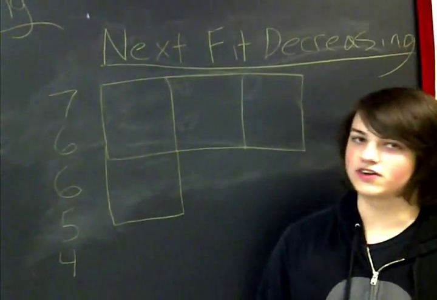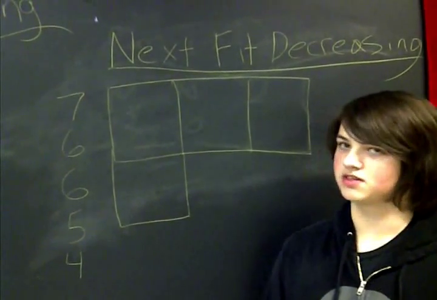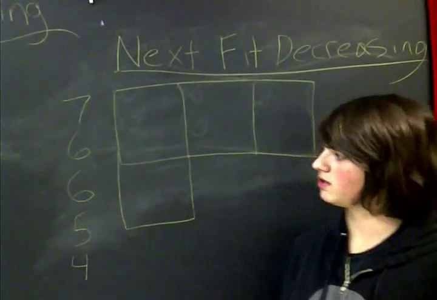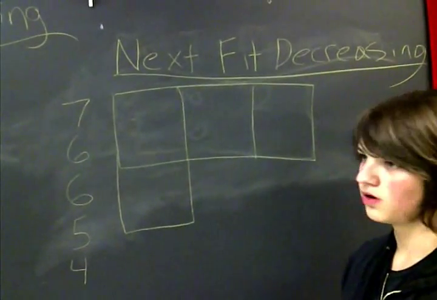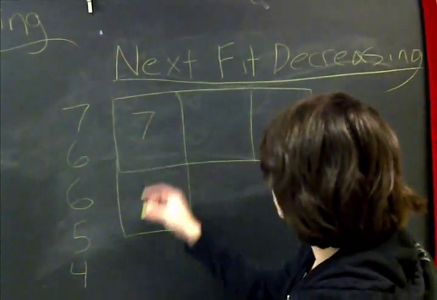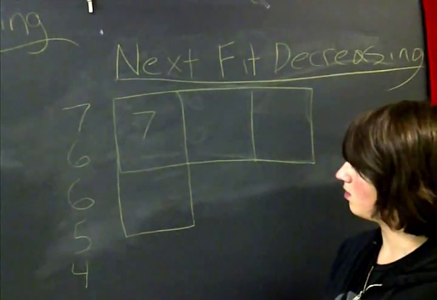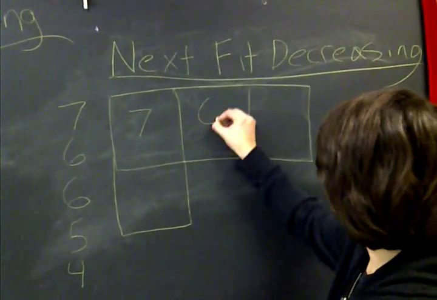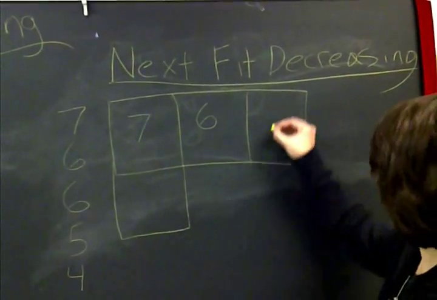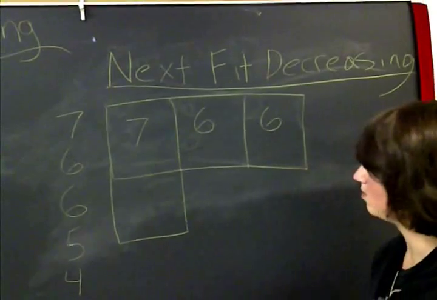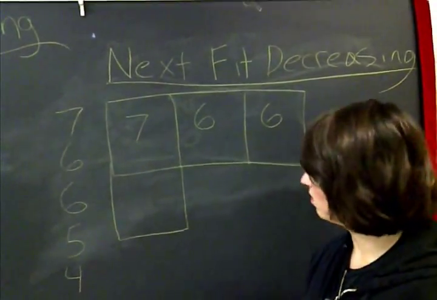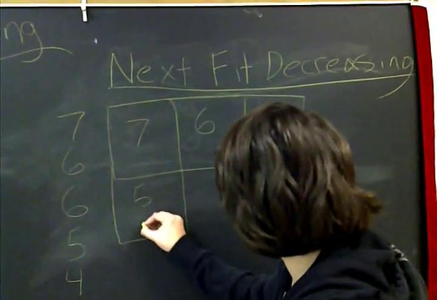Alright, the next one is next fit decreasing, and it's the same as next fit, just you want to get your numbers from largest to smallest. So this one's going to be 10 again. 7 would go in the first bin. Now 6 would not be able to fit into that one, so we'll put 6 in the second. Then the next 6 wouldn't be able to fit into this one, so we'll put the second 6 into the third bin. 5 and 4, these two add up to be 9, so these two can fit in the final bin.